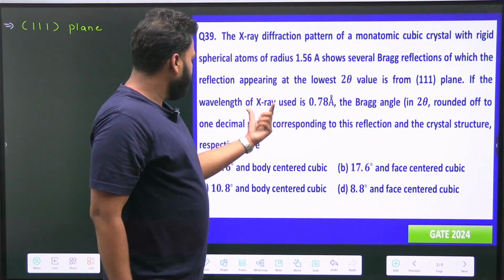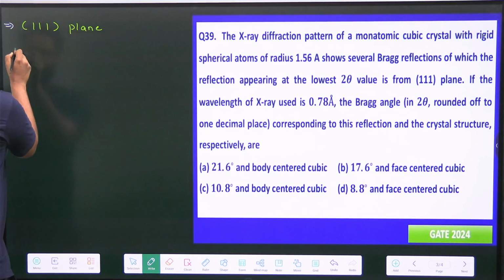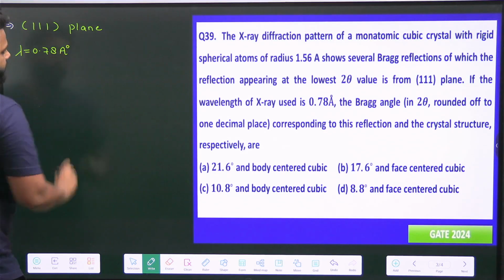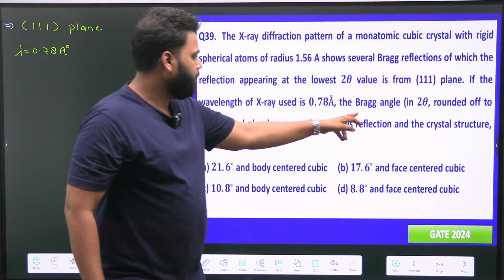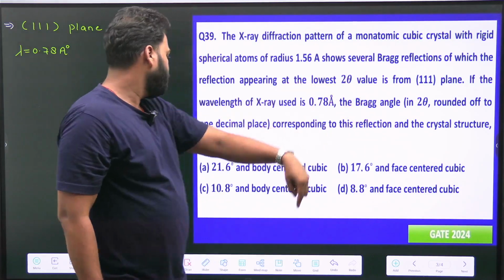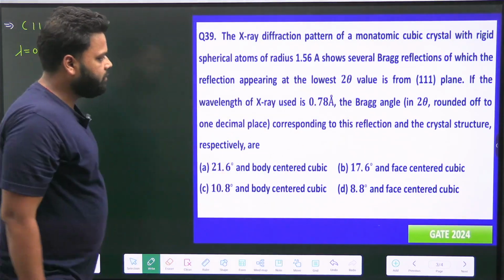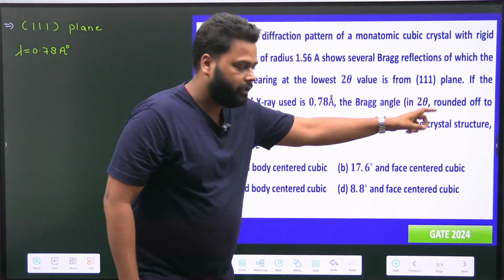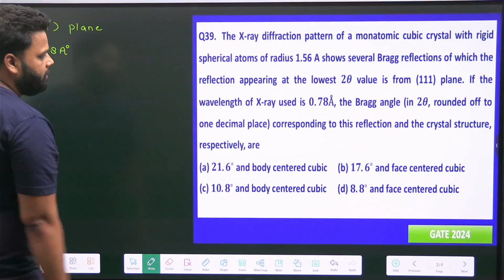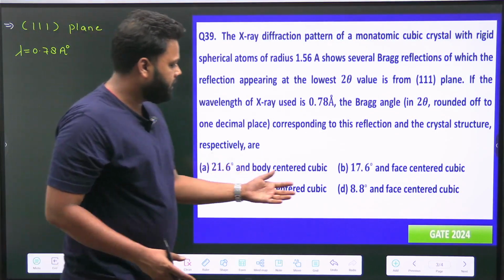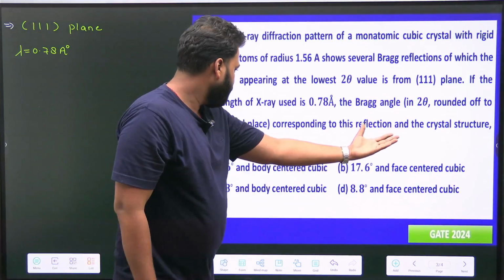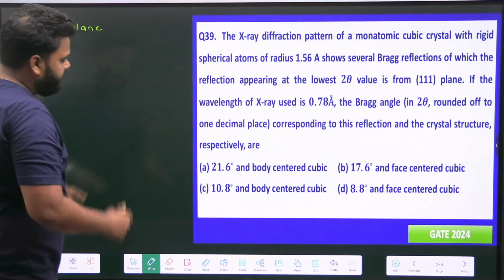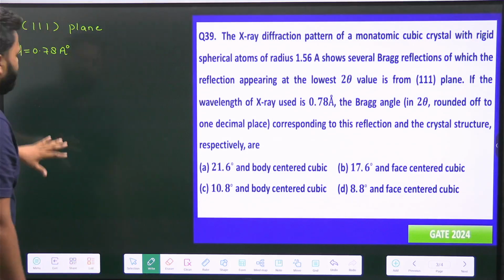Next, if the wavelength of the X-ray used is 0.78 angstrom, so if lambda is 0.78 angstrom, then we have to find the Bragg's angle in the 2 theta form, rounded off to 1 decimal place. So we don't have to find theta, but we have to find 2 theta corresponding to this reflection, and also we have to tell which type of crystal this is. So first let's discuss the numerical point of view.